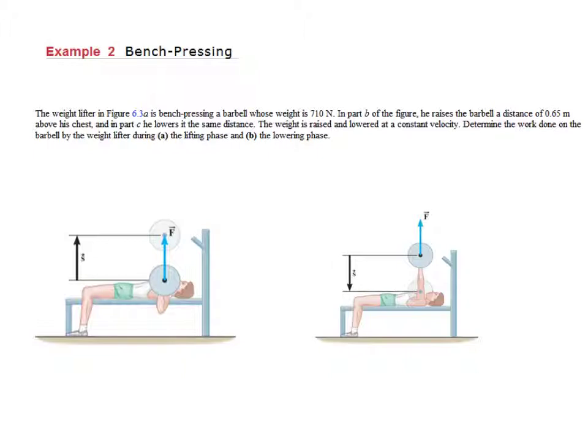So in this example, the weightlifter is bench pressing a barbell whose weight is 710 newtons, and he raises the barbell a distance of 0.65 meters above his chest. And in the second picture, it's the same weight and the same distance, but the direction is a little bit different.